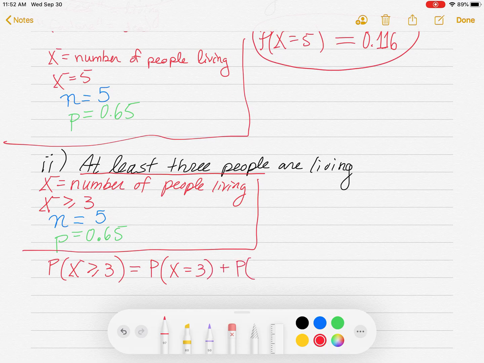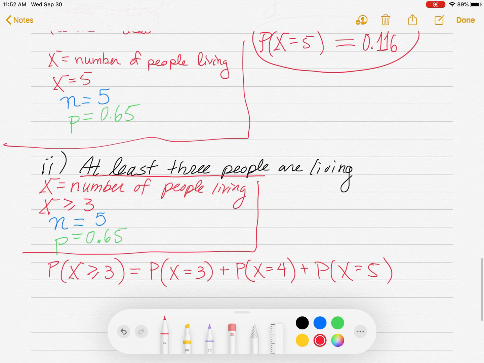So that's going to be the probability that X is 3 plus the probability that X is 4 plus the probability that X is 5. It can be any of those, right? At least 3, right? 3 or more than 3. So it could be 3 people still alive, 4 people still alive, or 5 people still alive. So we're going to find each of those probabilities.